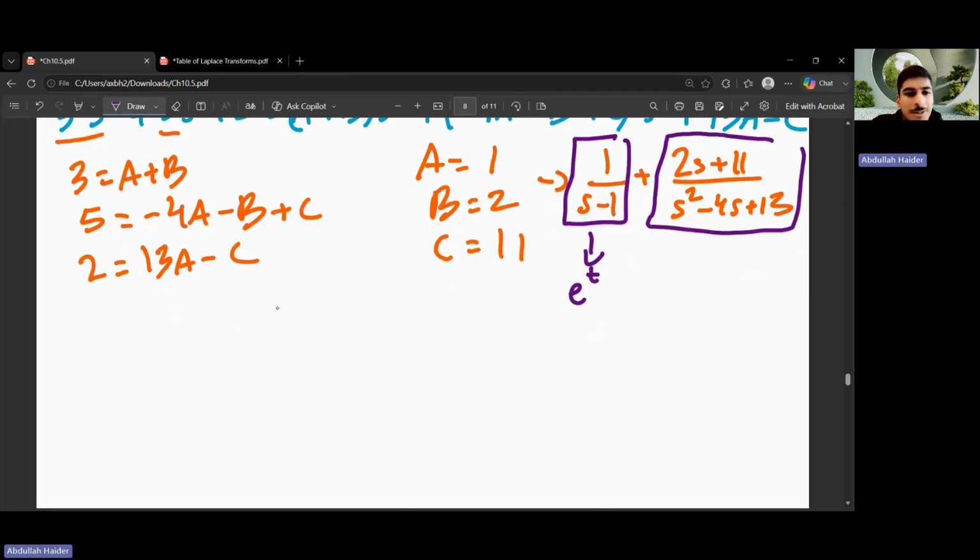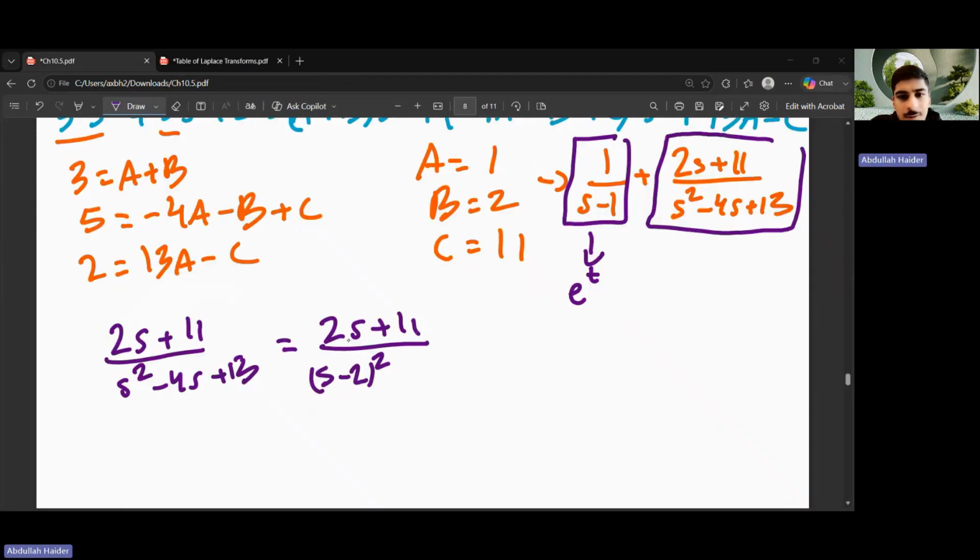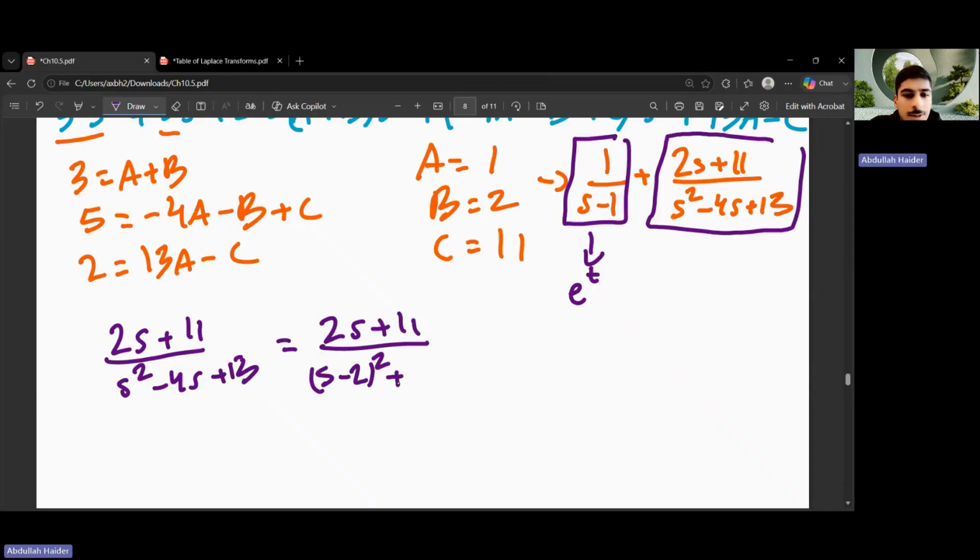So we'll have to use the completing the square method for this. So 2s plus 11 over s squared minus 4s plus 13, we'll have to do completing the square. The denominator is (s minus 2) squared plus 9, since 13 minus 4 is 9. And now what you can do is write the numerator as 2(s minus 2) plus 15 over (s minus 2) squared plus 9, with s minus 2 needed above.